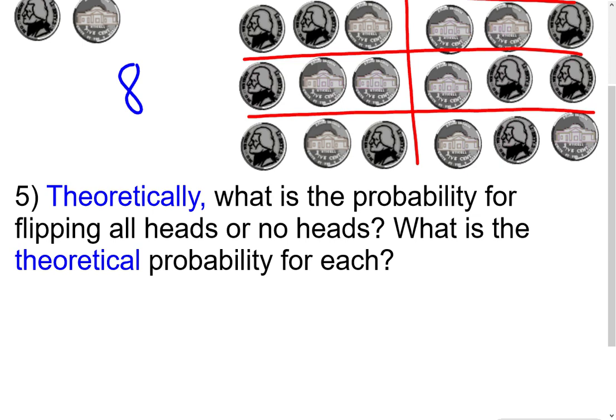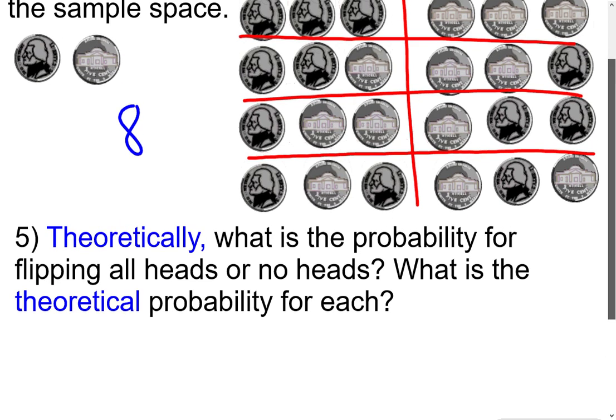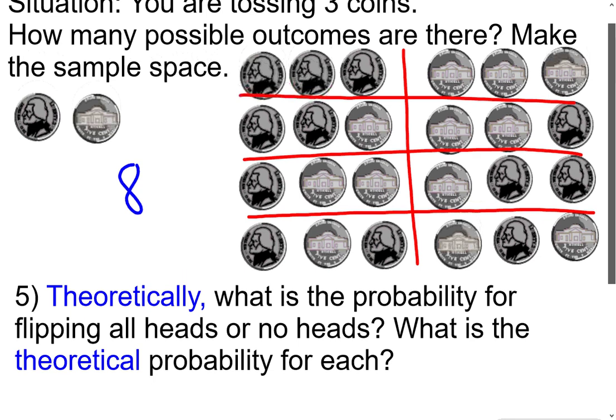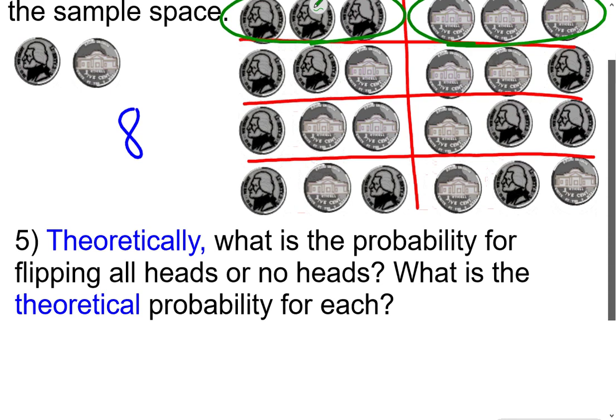So I'm going to start off with calculating the probability for flipping all heads or no heads. So then I come up here and I look and go, well, where was it all heads? This situation is all heads. So there I have 1. But then I also have the situation where I have to look at no heads. Well, no heads, that would be all tails. So that would be here. There's none there.